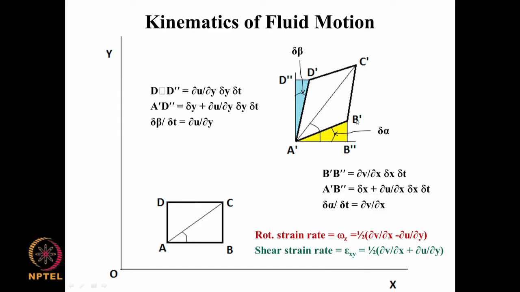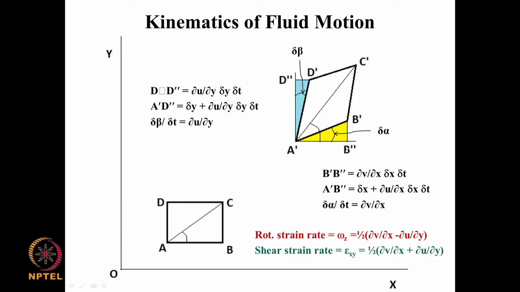So this B prime B double prime is arising because of the change in the vertical velocity delta v between point B and point A, and over a time delta t, this has led to a displacement of B relative to A of B prime B double prime, which is given by ∂v/∂x times delta t.